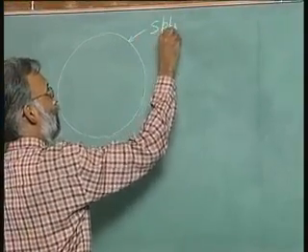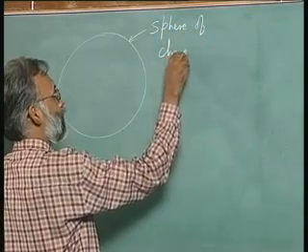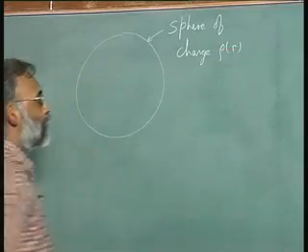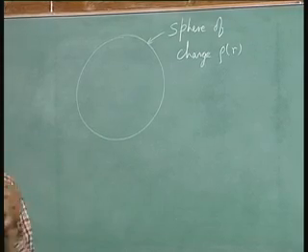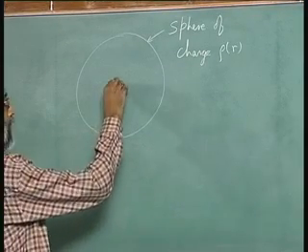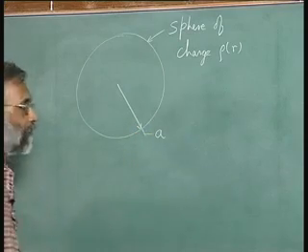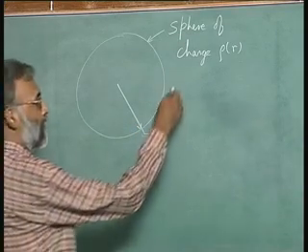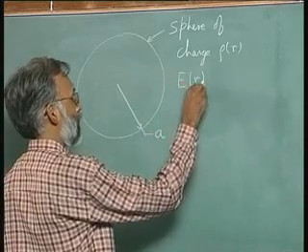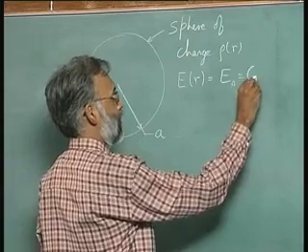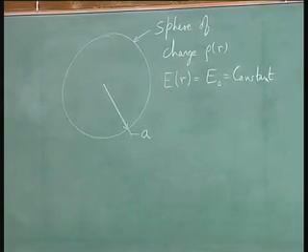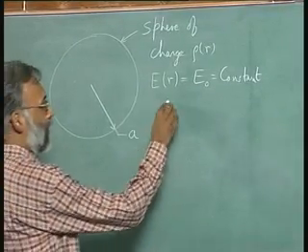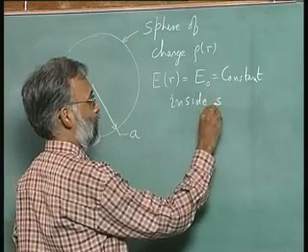You were given a sphere of charge, and the charge density was rho of r. That is to say, the charge didn't depend on theta, it didn't depend on psi, it just depended on the radial distance. The sphere has a radius a, and you are told that electric field E of r is a constant. It is a constant inside the sphere.